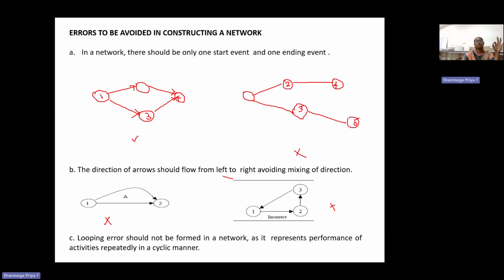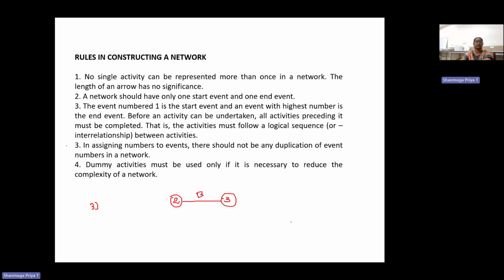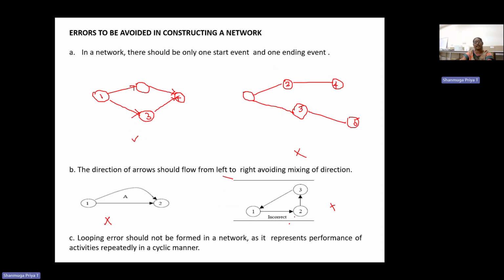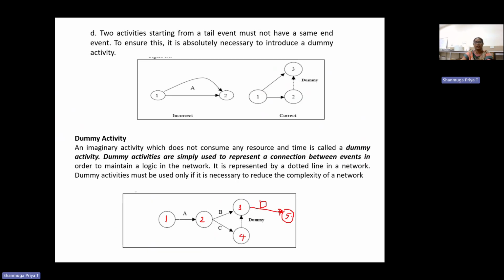A looping error should not be formed in a network, as it represents performing activities repeatedly in a cyclic manner. So that's all about the rules of constructing a network. A network contains a starting and an end event. Events will be numbered properly, the direction of arrow marks will be left to right, and there should be one start event and one end event.